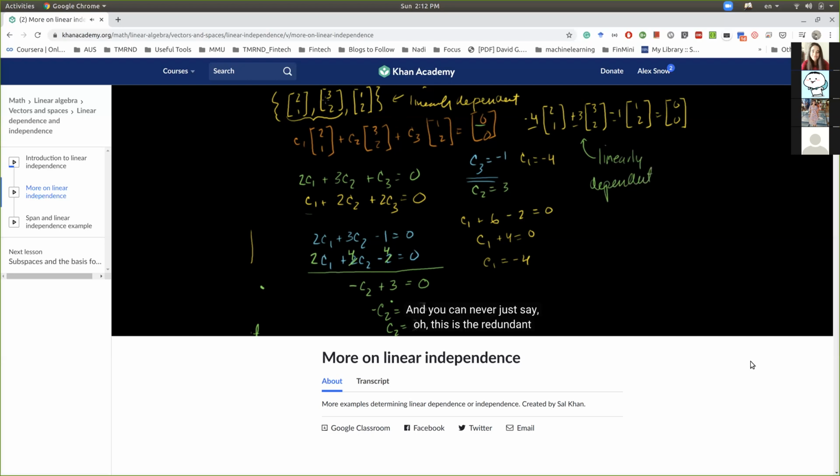And you can never just say, oh, this is the redundant vector, because I can represent this as a combination of those two. You could just as easily pick this guy as the redundant vector and say, hey, I can represent this guy as a sum of those two.